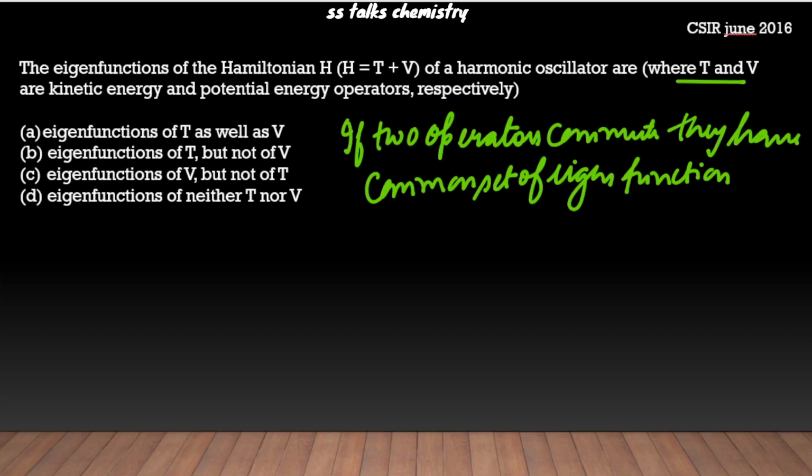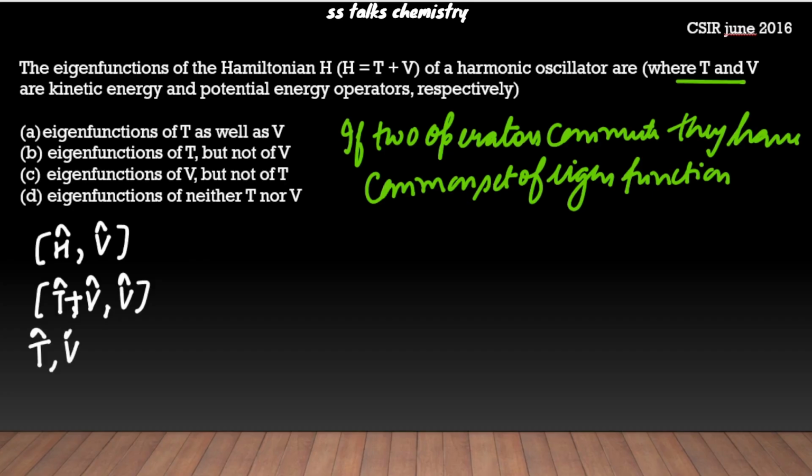Okay, so firstly, let's see it for the Hamiltonian with the potential energy. Now the Hamiltonian, we know, is the sum of the kinetic energy plus the potential energy. Is this sum commuting with the potential energy or not? Let's see. This is going to be equal to the kinetic energy commutator with the potential energy, plus the potential energy commutator with the potential energy.